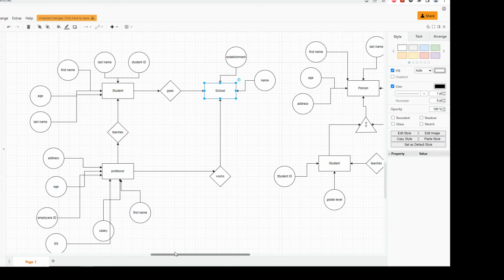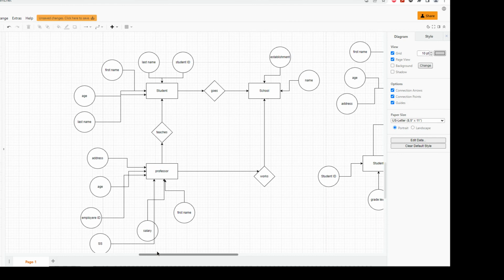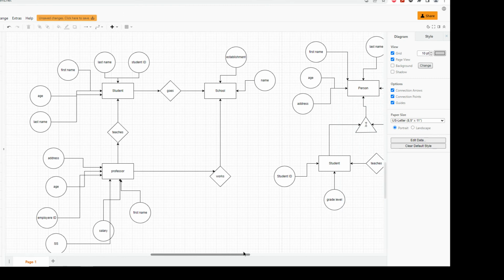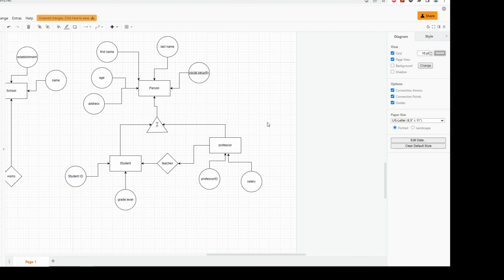So that's everything. See all those attributes here, right? So last name, age, first name, social security number. Those are attributes that can be generalized as well into the supertype person because regardless of whether you are a student or a professor, you will still have those attributes. But attributes such as student ID, grade level, are unique to the student entity, whereas professor ID and salary are unique to the professor entity.